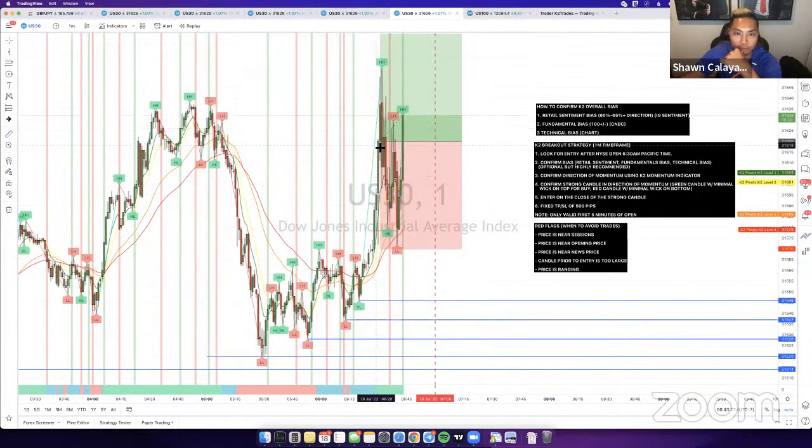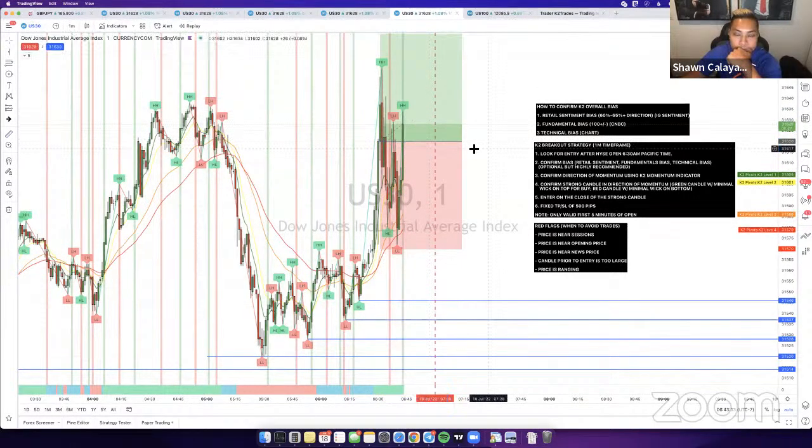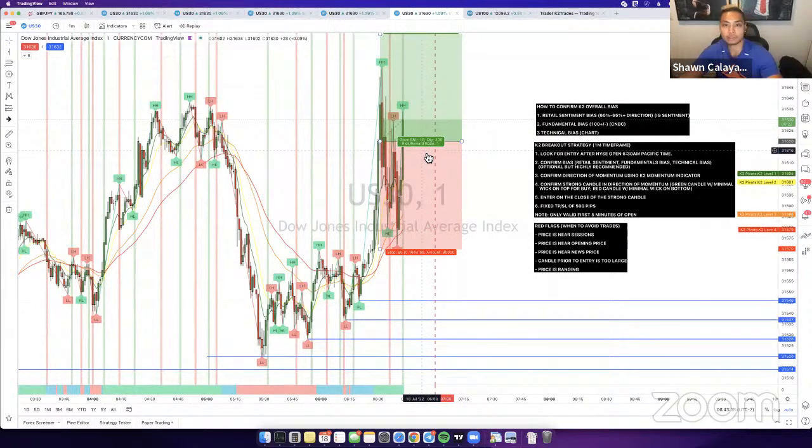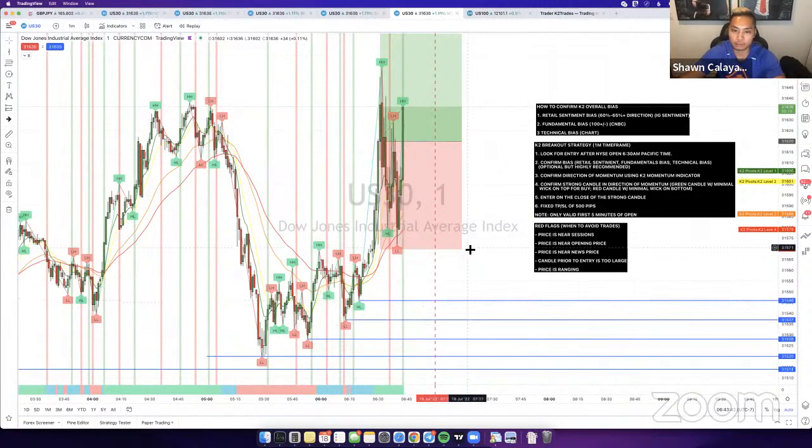This trade's been running for about 15 minutes now. It's a really long breakout. Every time it comes back to entry, I get tempted to enter it, but I'm not going to. We'll just continue to follow. There's no other entries here though.